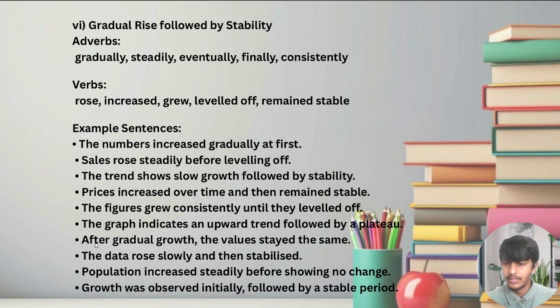So number 7. After gradual growth, the value stayed the same. This sentence highlights stability after increase. This sentence shows the stability after increasing in a graph. Now the data rose slowly and then stabilized.